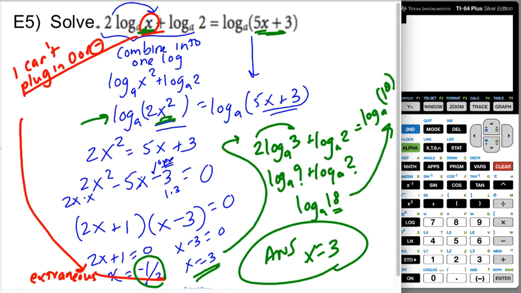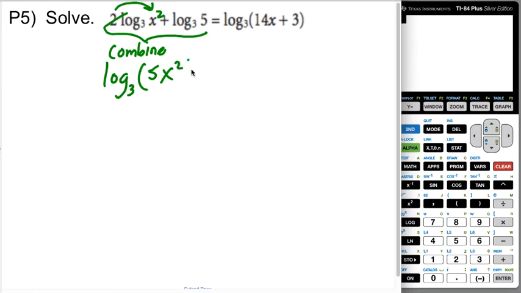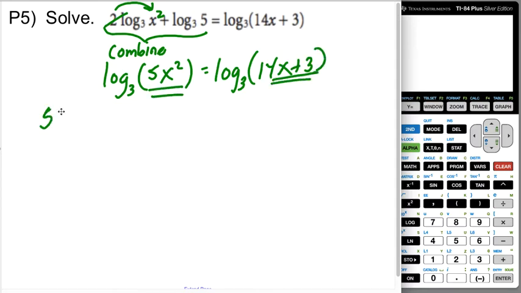All right, let's go ahead. You try P2. Pause me if you want. So the first thing I have to do is combine this. Now, if you can do this in one step instead of 2, if you can recognize that this becomes a squared and then it's multiplication, that's great. If you don't need as many steps, that's totally fine. Once I have that this is the log base 3 of 5x squared equal to the log base 3 of 14x plus 3, I can use that one-to-one property to say 5x squared equals 14x plus 3.